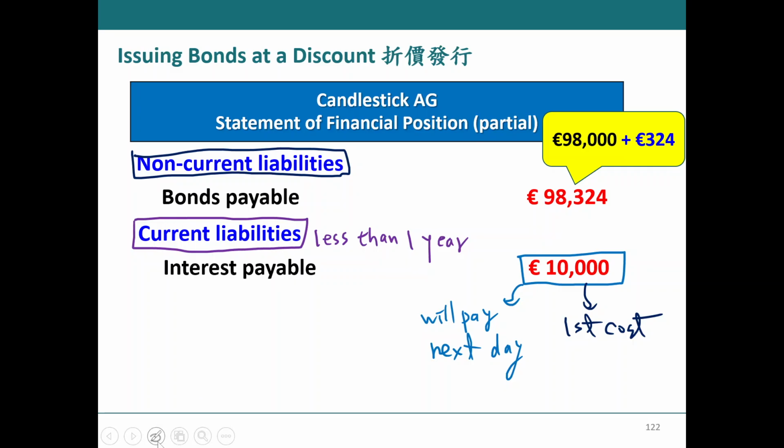So what's the liability we have? Based on the money you borrow at the beginning, then plus what? Your second cost, right? So your liability will be increasing because of your second cost. So liability at the beginning, $98,000. After one period, your second cost made your liability increase. Okay, any questions?